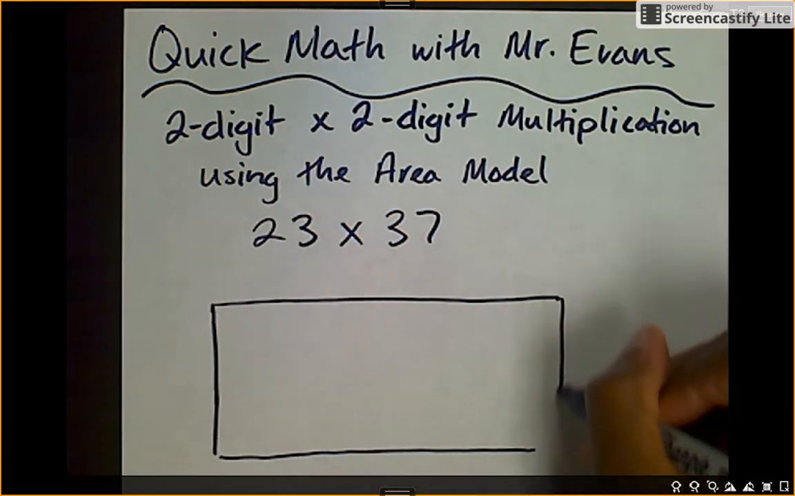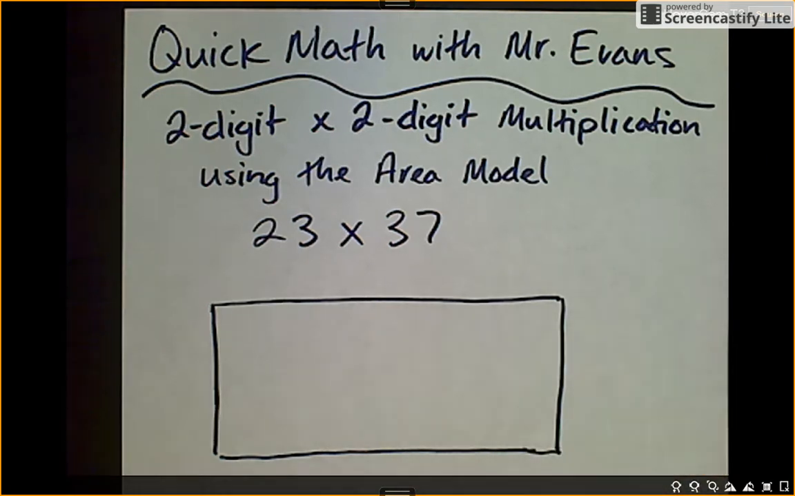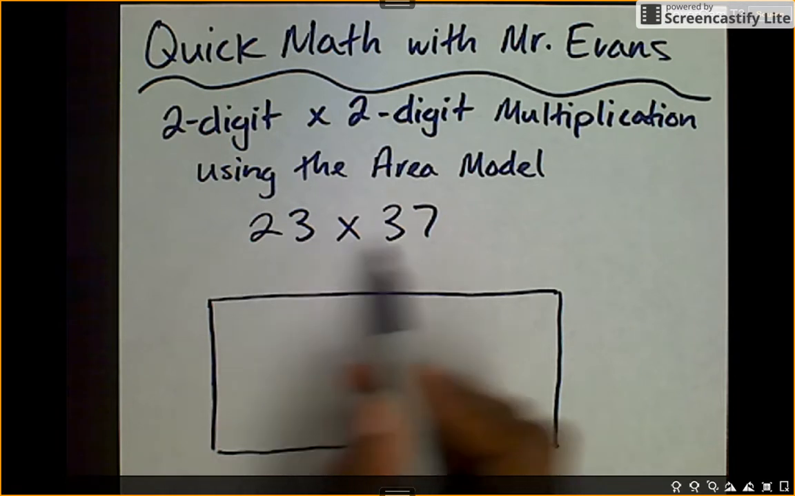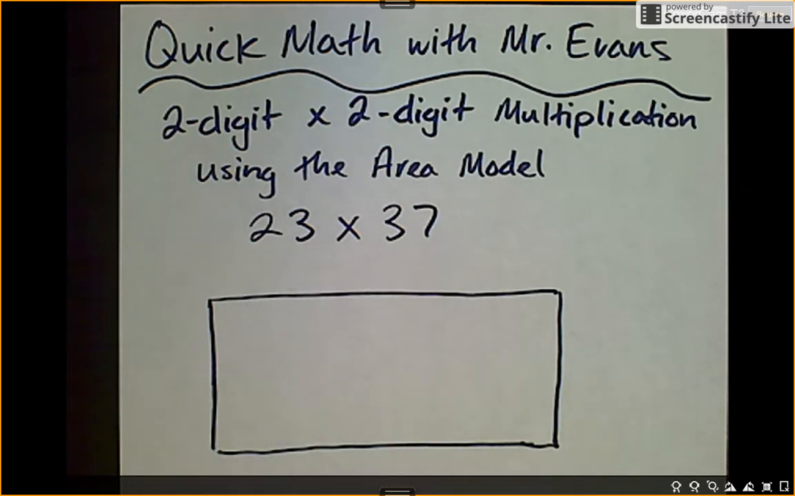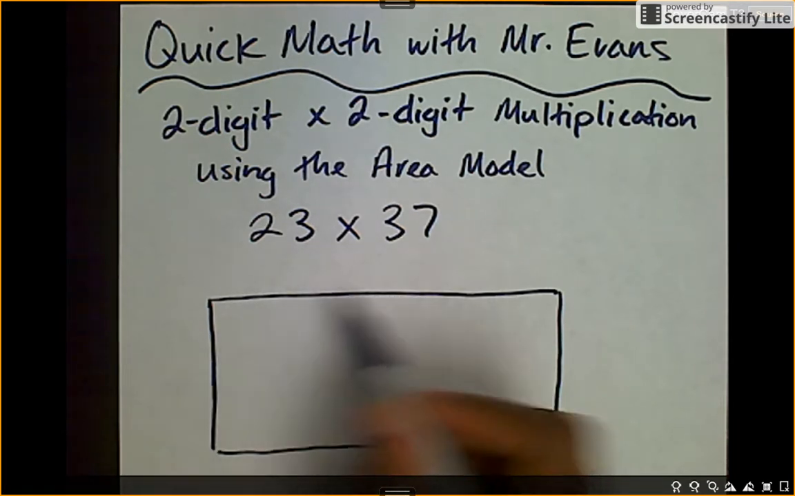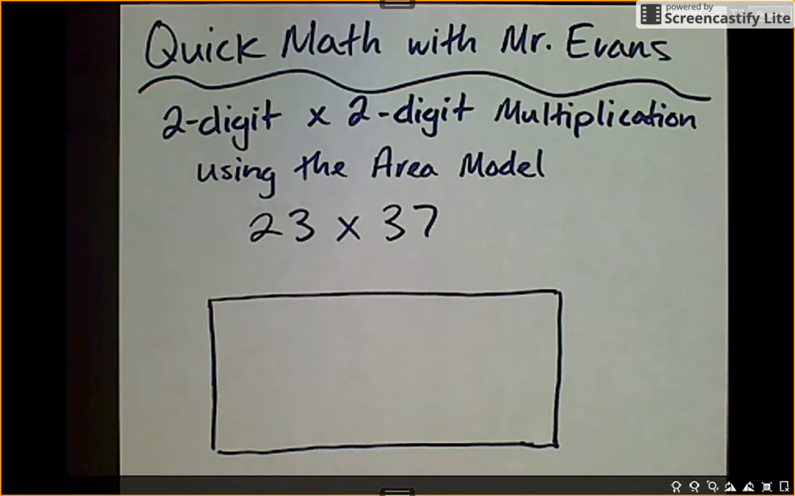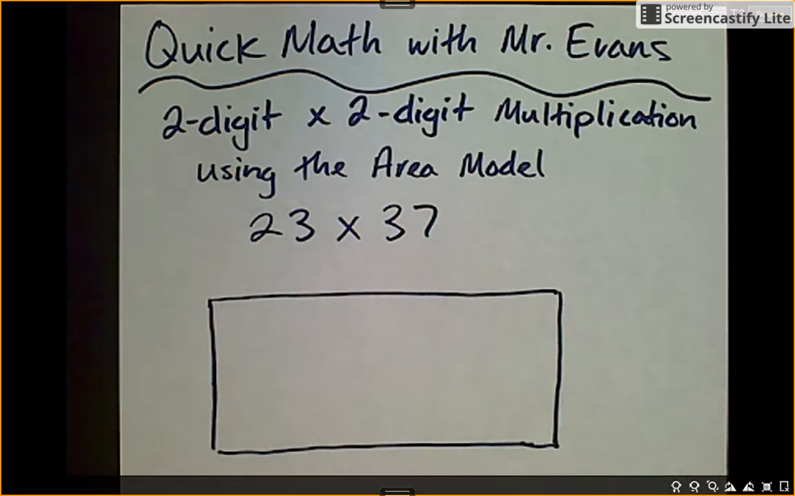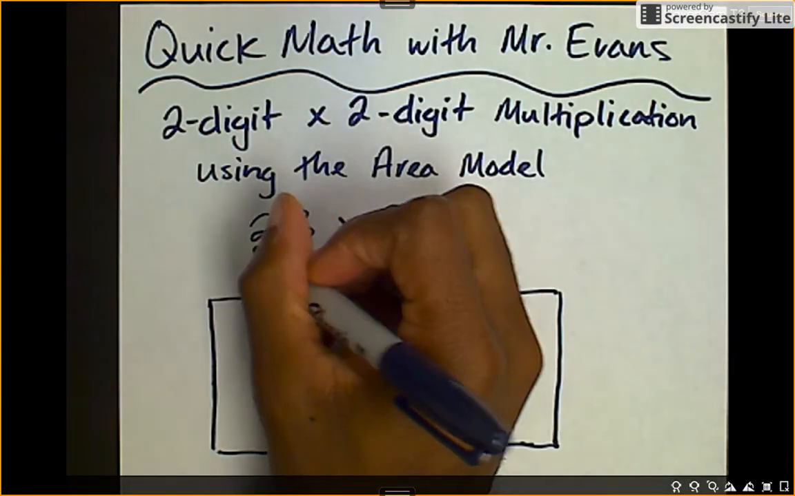What I stress to your students at this time is that they pay attention to the relativeness of size. We are looking at the numbers 23 and 37. I ask them, when you look at this rectangular shape, where would you ideally put 23 and where would you ideally put 37? Your kids right away notice that this side is smaller, so they say, we'll put 23 here and we'll put 37 there, Mr. Evans. And I say, good job, wonderful. But now it's time for us to break those numbers down by their value like we've always been doing.